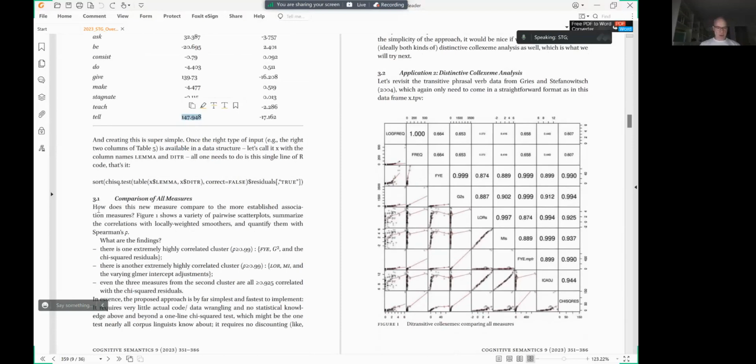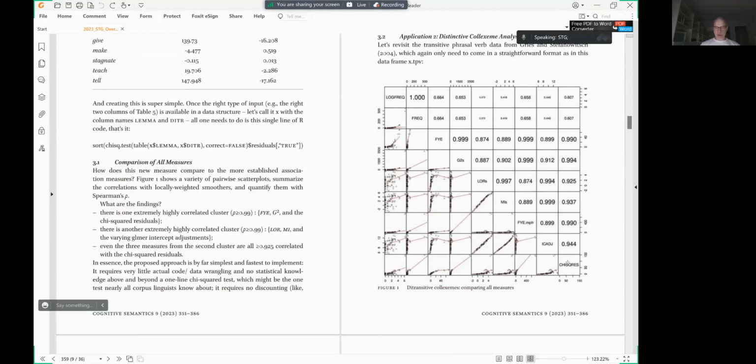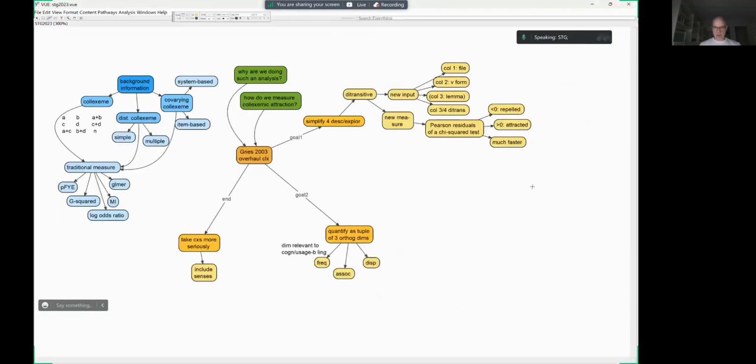Now, the question, of course, is how does this measure compare to the more established ones? And so figure 1 shows a variety of scatter plots. And what are the findings? Well, the new measure is always correlated more than 0.93 with all the existing measures that quantify association. And it's 0.6 correlated with frequency. So 0.92 and higher, very highly correlated with the traditional measures, and that in spite of the fact that it's computed much faster. So let's note that down.